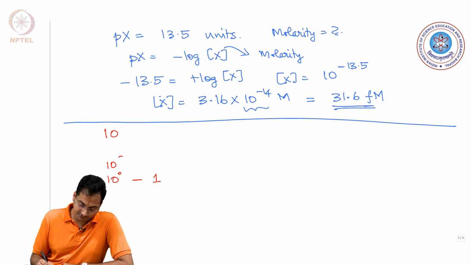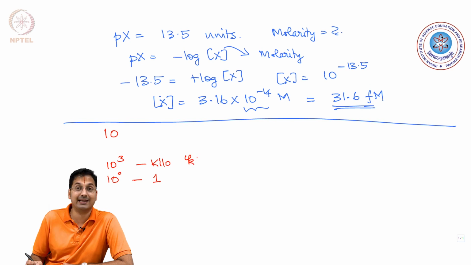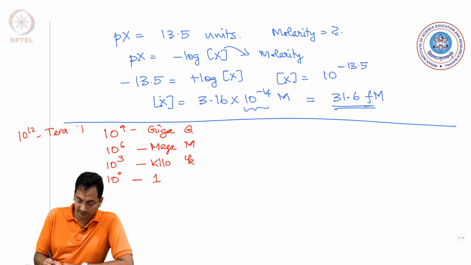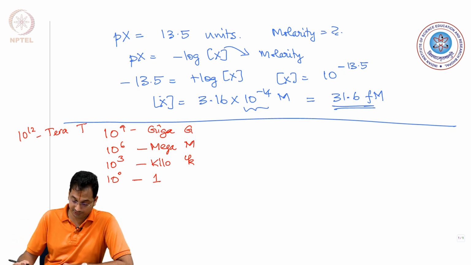So, something like 10 power 3 is given the unit kilo. That generally is the one that comes with a small k. 10 power 6 comes as mega, that is capital M. 10 power 9 comes as giga, which is capital G. 10 power 12 is tera with a capital T and so on and so forth.